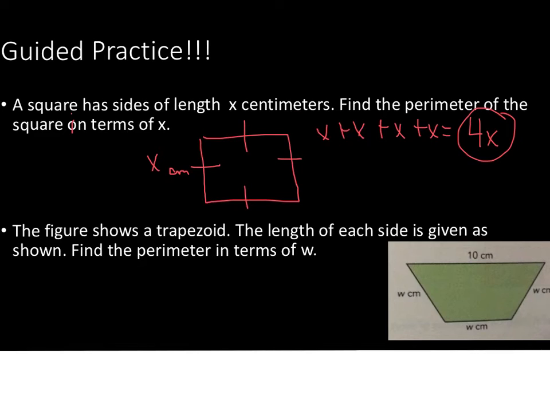The next one says the figure shows a trapezoid. The length of each side is given as shown. Find the perimeter in terms of w. So again, for the perimeter, I have to add up all the sides. So this is w plus w plus w. Oh wait, that's too many w's. So now it's just plus 10 centimeters. So to find the perimeter, I'm just going to go ahead and combine my like terms and say the perimeter is 3w plus 10.